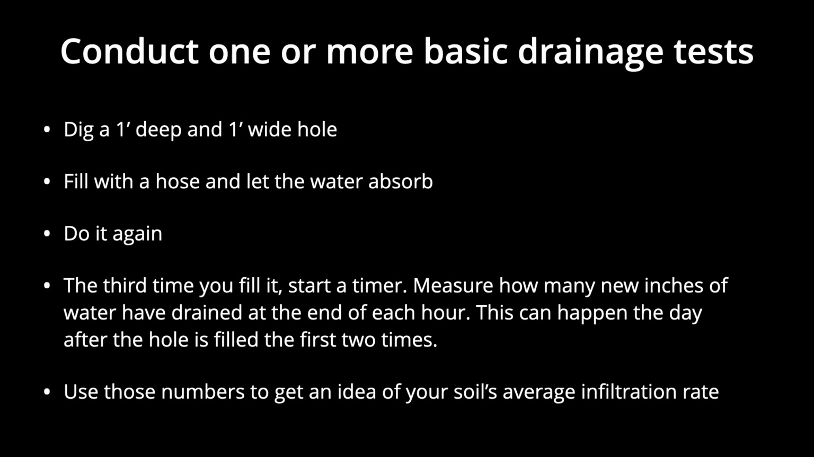The easiest way to do that is to do it at a time where you're going to be home for a number of hours. Basically, you're going to be home all day if you need to, and you're going to go out and take a measurement every hour. You'll just set a timer on your phone, and every hour you're going to go out and take the measurement. That's going to give you the most accurate and simplest results. And then you'll use those numbers to get an idea of your soil's average infiltration rate in inches per hour.